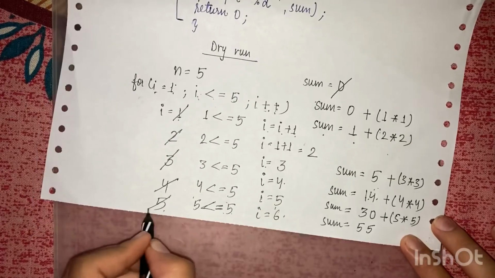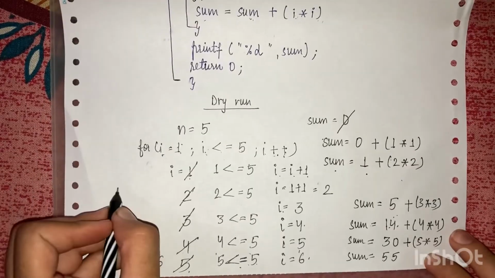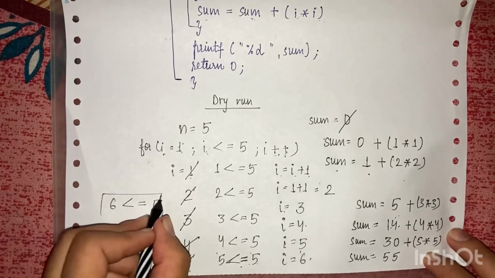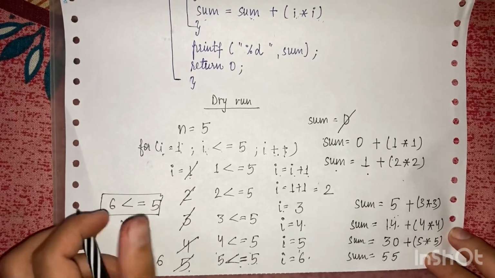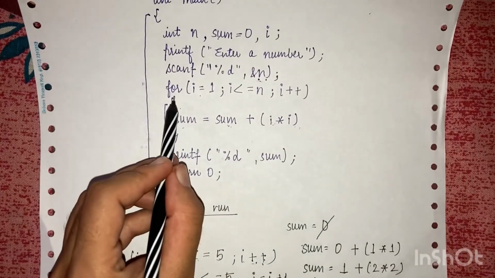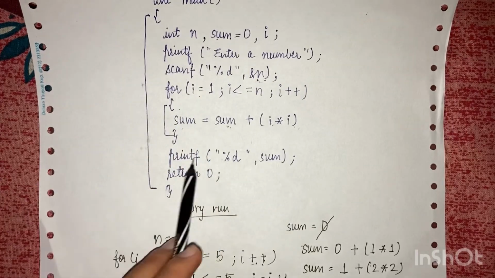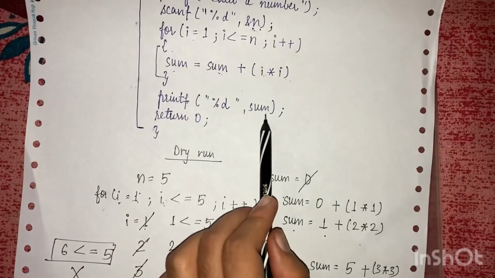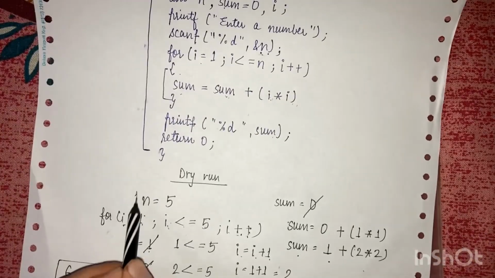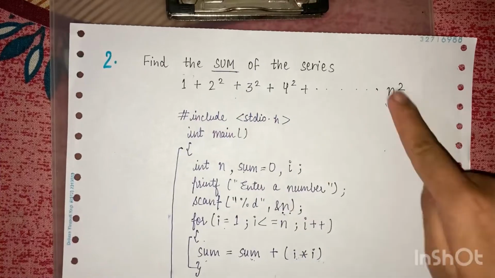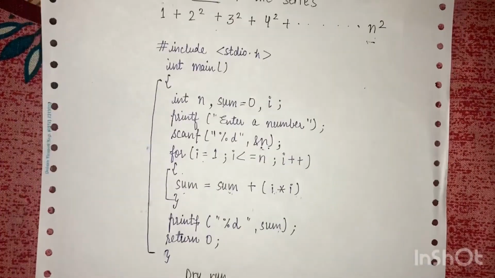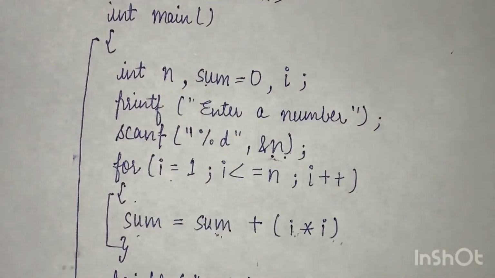So now the value of I is 6. The condition will be 6 less than equals to 5, which is false. 6 is not less than or equals to 5. That's why this condition now is false. It will come out of the loop and it will print the sum. The final value of sum was 55. So for the value of n equals to 5, for this series we have sum is equals to 55. I hope you understood it in a better way in the dry run.